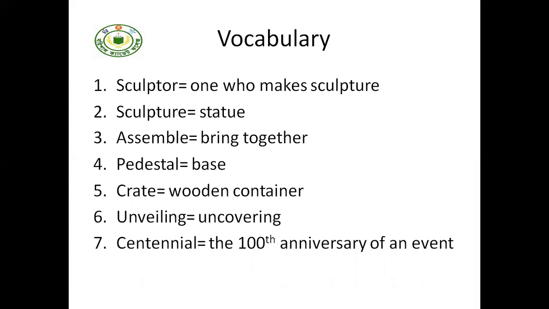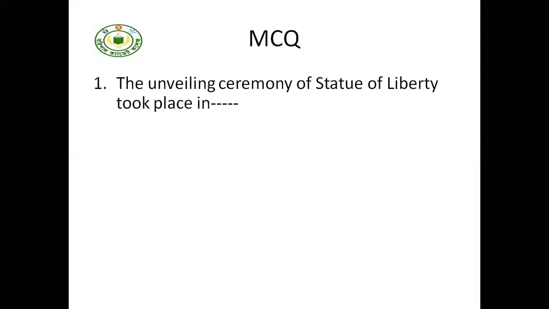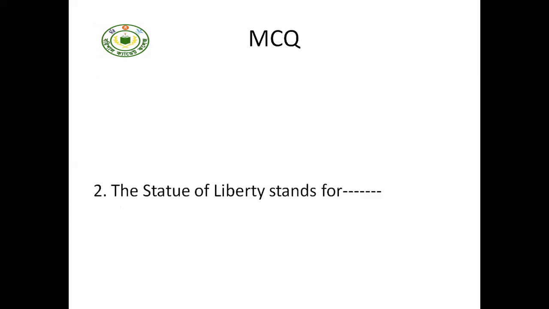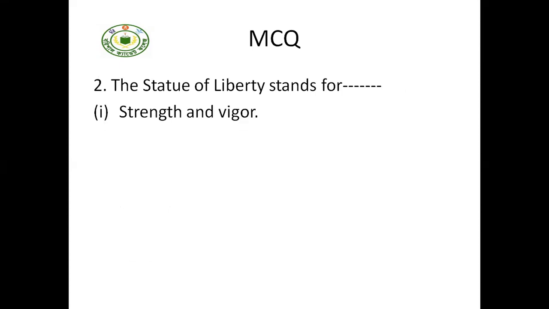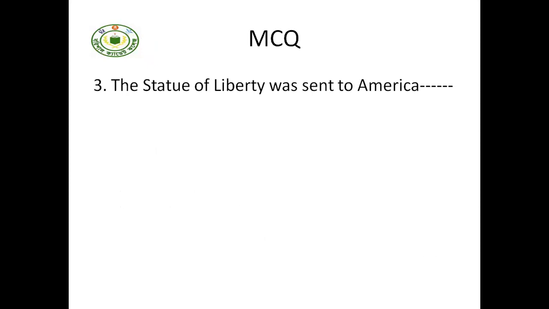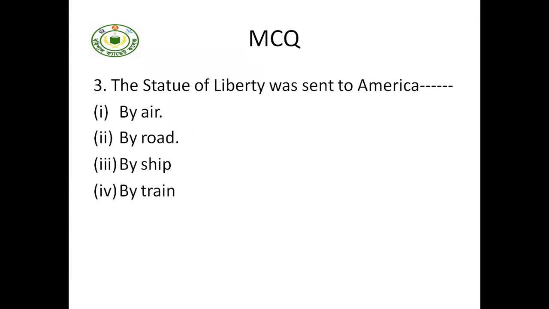Cadets, now we will learn 5 MCQs. First one, the unveiling ceremony of Statue of Liberty took place in April 1886, October 1886, October 1885, November 1885. The answer is October 1886. Next one, the Statue of Liberty stands for strength and vigor, struggle and enslavement, freedom and enlightenment, forward movement and competition. Cadets, the correct answer is freedom and enlightenment. Number three, the Statue of Liberty was sent to America by air, by road, by ship, by train. The correct answer is by ship.